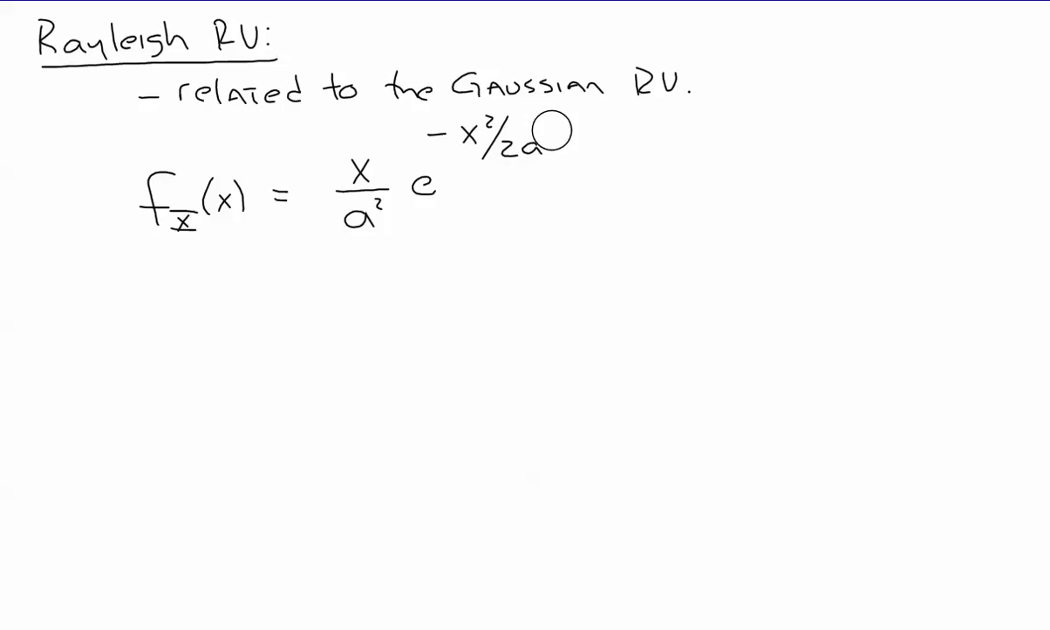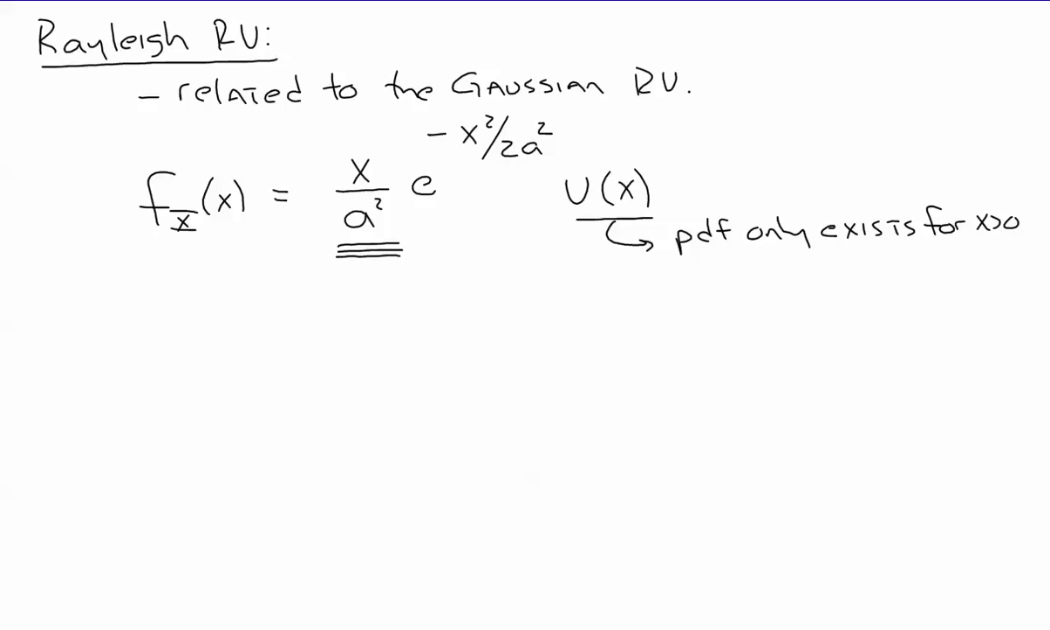That's supposed to be an a squared in the denominator of my exponent, and then a step function. All right, so my step function means that my probability density function, PDF, only exists for x greater than 0. The piece out front is chosen so that the total area under my probability density function works out to be 1.